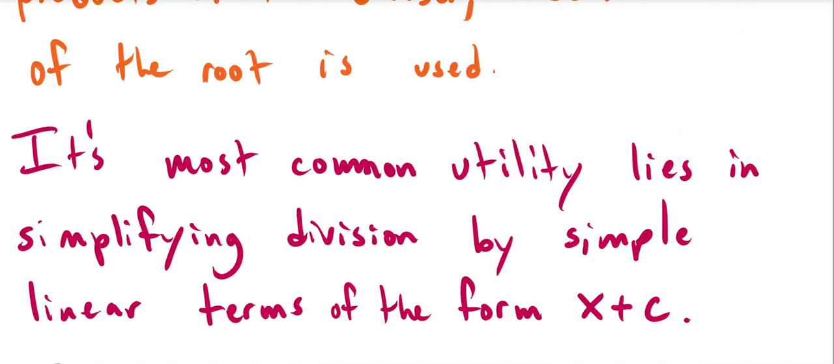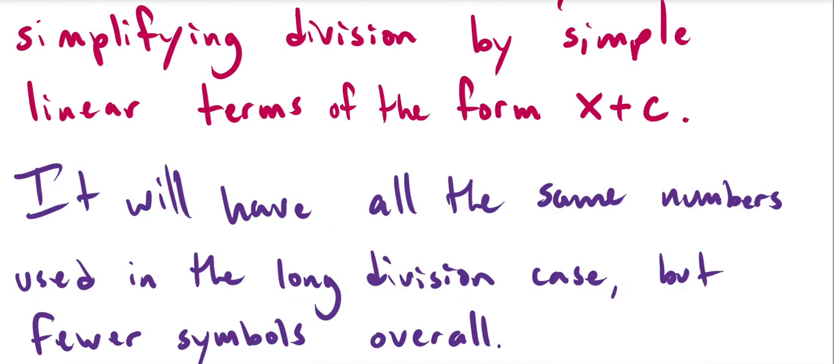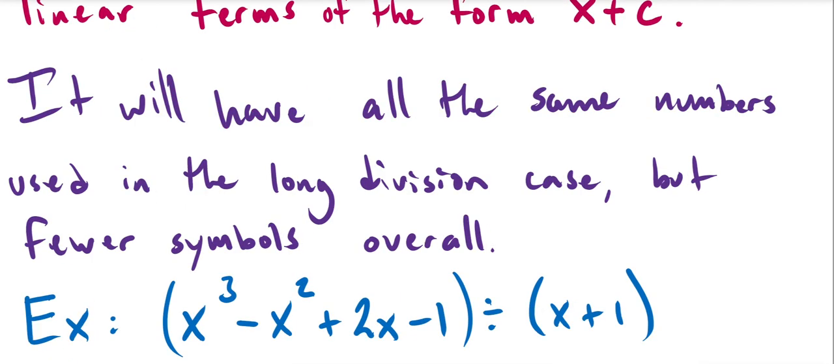This is most commonly used when we're only dividing by simple linear terms, something in the form x plus c, where for more complicated terms, it's usually better to use long division. And even though we're going to wind up using the same numbers as we do in the long division case, we'll wind up using fewer symbols overall with synthetic division, so it'll be a bit shorter. Let's look at the method with an example. Let's take x cubed minus x squared plus 2x minus 1 and divide it by x plus 1.